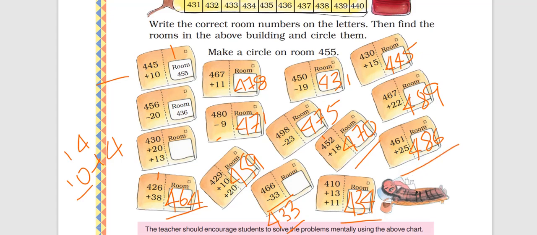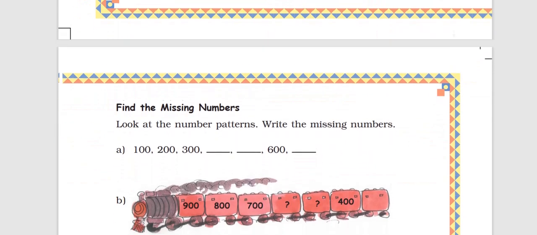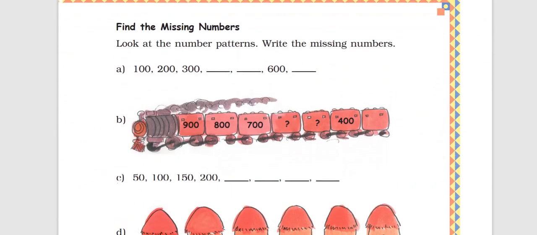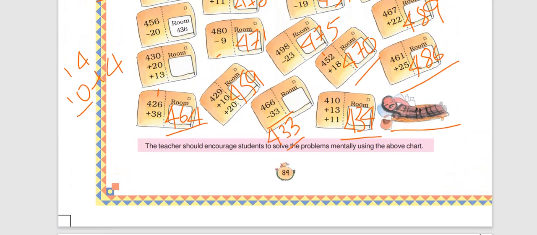And we have delivered all the post mail, and the mailman is resting. Hope he gets well soon. Okay, and I think this is a good place to stop, and let's pick up the remaining chapter in the next video.